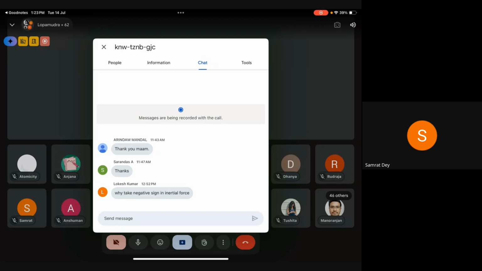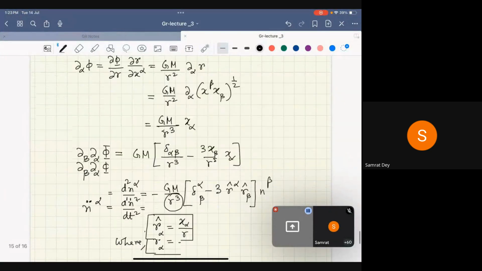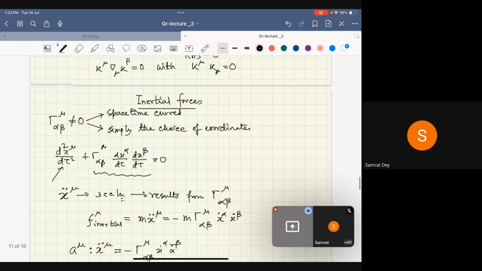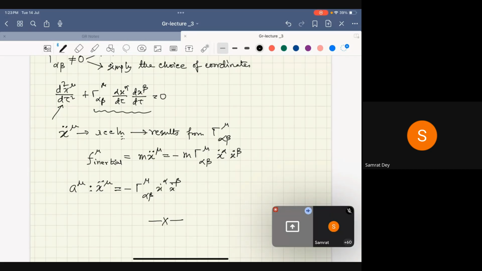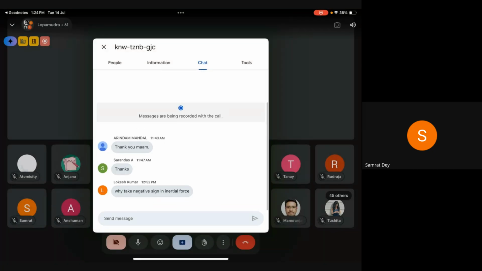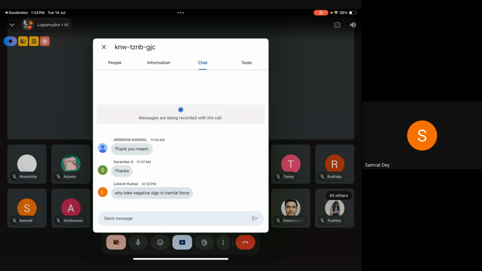If there are any questions: why take a negative sign in the inertial force? No, I did not take a negative sign in the inertial force. It is coming naturally because I just changed the side of that term. I took this equation, I multiplied both terms with m, and then I took this to the right hand side, and that is why this negative sign came. Nothing else. There is no other reason behind this. So anything else? Any comments, suggestions?